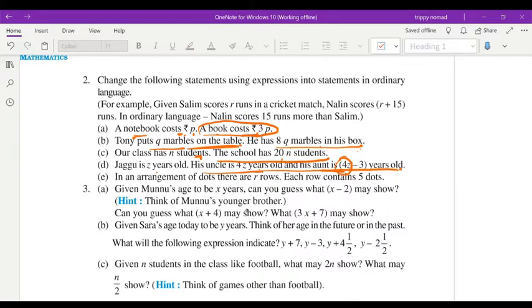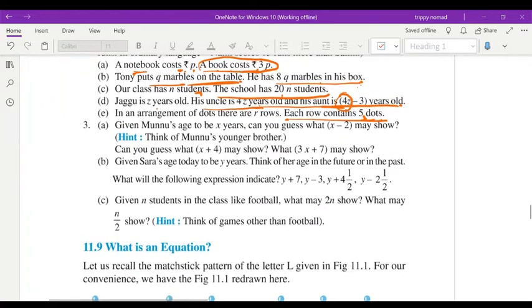Now, E part. In an arrangement of dots, there are rows. Each row contains 5 dots. How many dots? 5 dots. So how will you write? In an arrangement, total number of dots is equal to 5 times the number of rows. This is 5 times the number of rows. Now, the answers of all these statements you will write in your notebook yourself, children. Now let us start with question number 3.